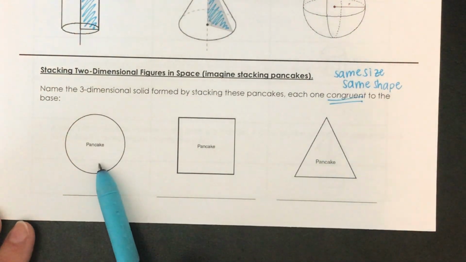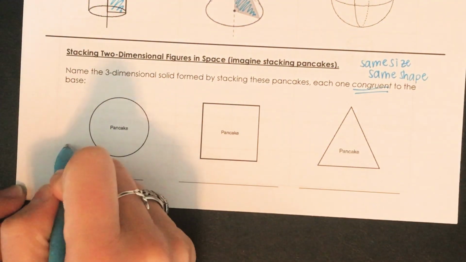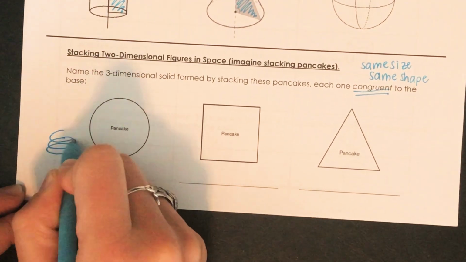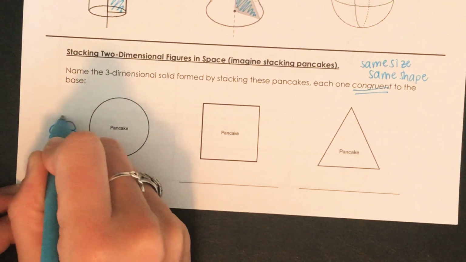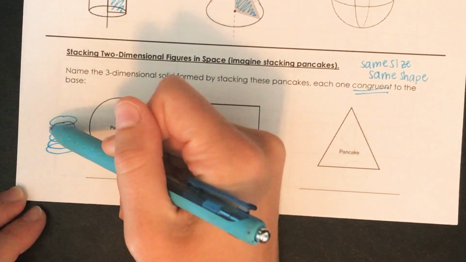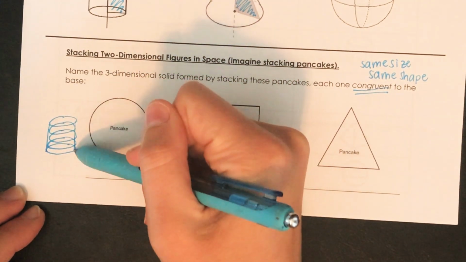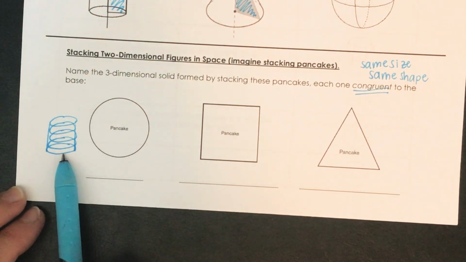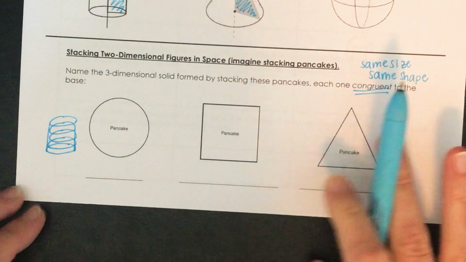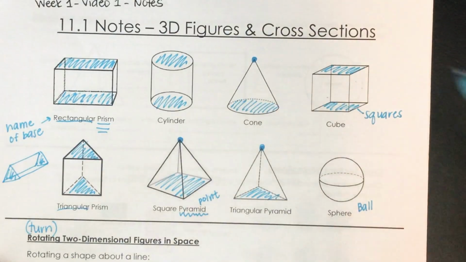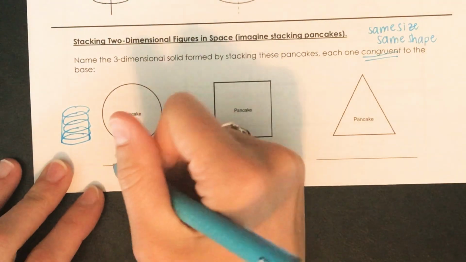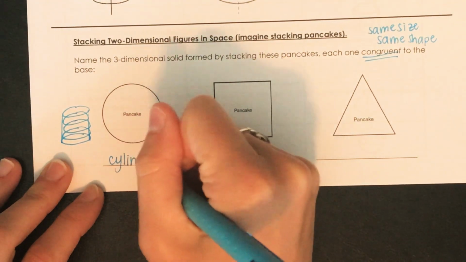If I take a pancake that's a circle, here's my circle, and I stack another circle and another circle and another circle, I go all the way up. I'm creating a prism with a circle at the bottom and a circle at the top. Well, which prism has a circle at the bottom and a circle at the top? That would be a cylinder.